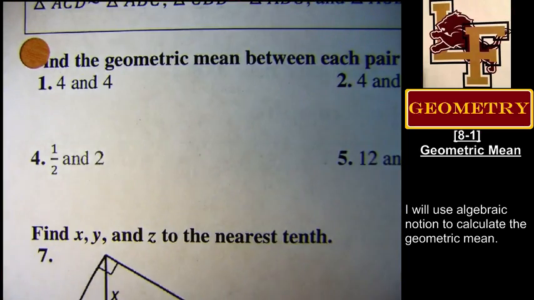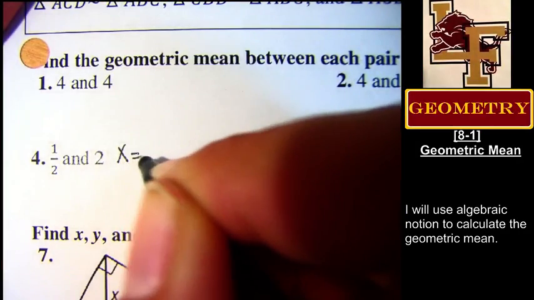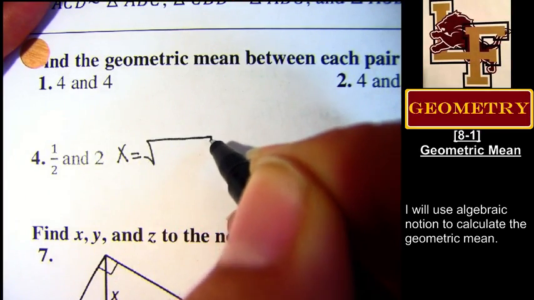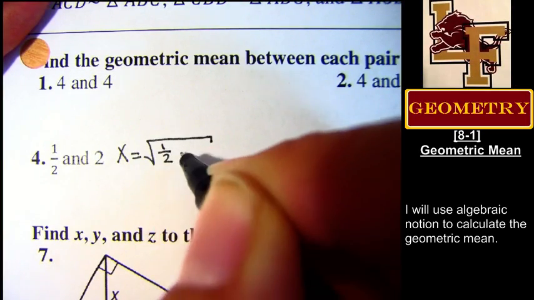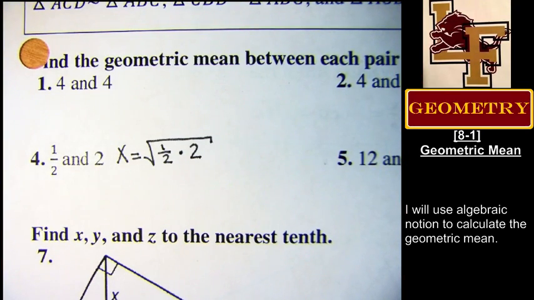I want the geometric mean between half and 2. The geometric mean is the square root of half times 2. Now what's half times 2? 1. How'd you get that? Okay. But if I didn't have a calculator? If I decided to say no calculator for this test?